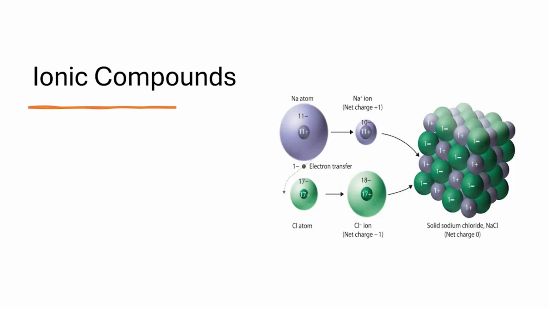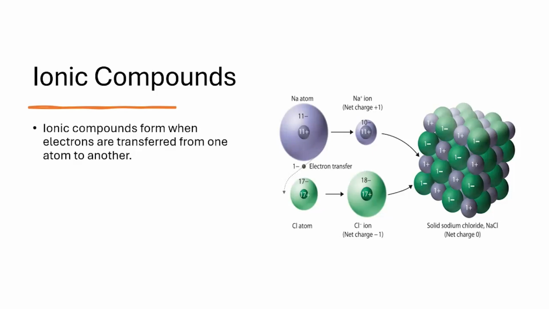This happens between metals and nonmetals, with metals giving up electrons and nonmetals taking them. Metals are like, here, take my electron, I don't need it. And nonmetals are like, thanks, I'll take it. These compounds are usually solid and have a high melting point because of the strong bond between the atoms. Let's dive in deeper.